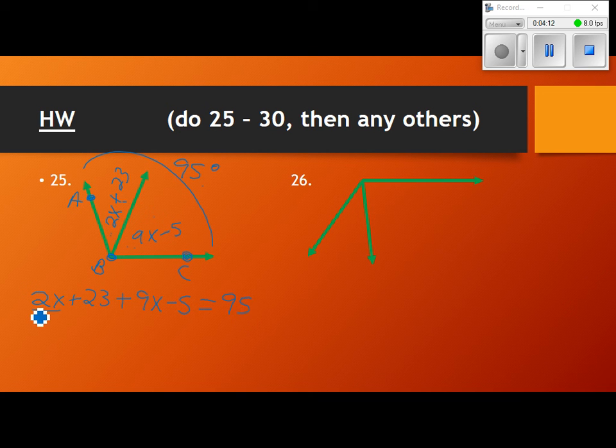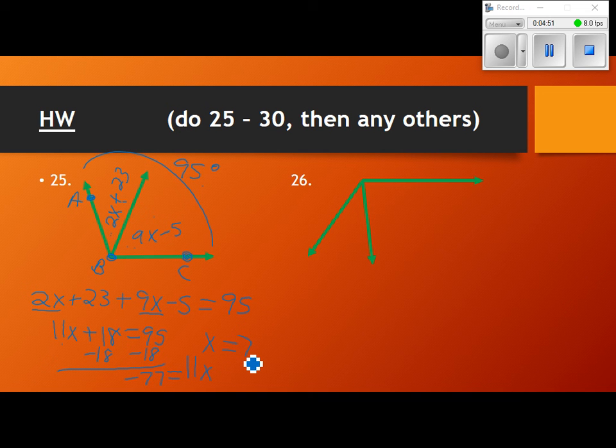I want to do a lot of this together. Just real quick, 9x and 2x give us 11x. We've got 23 and a negative 5, that gives us 18. That equals 95. Subtract 18 on both sides. That gives us 77. I hope that's right. I'm going to move the 11x over to the other side because my pen didn't write right. Then you divide by 11, you get x equals 7.